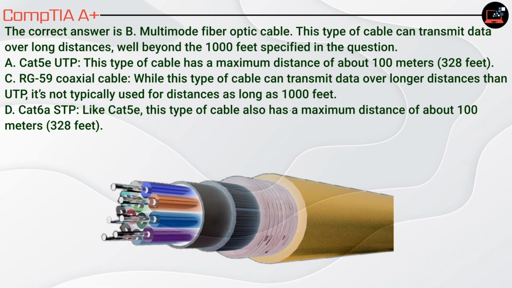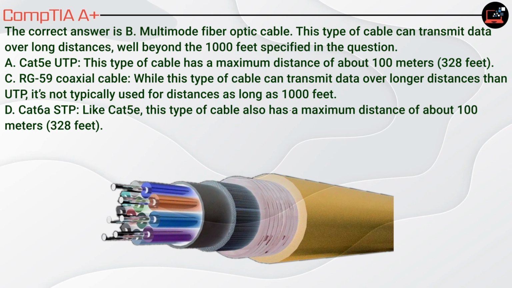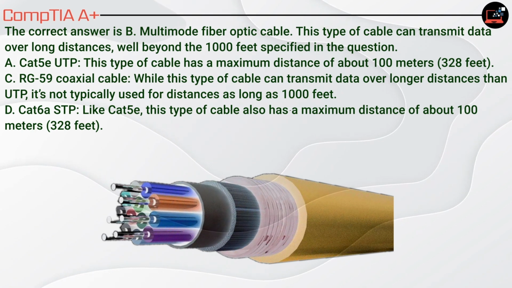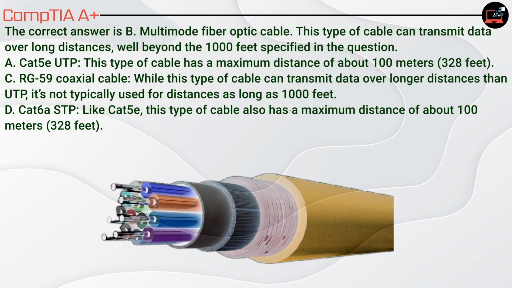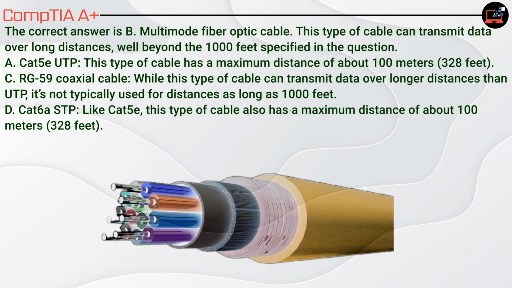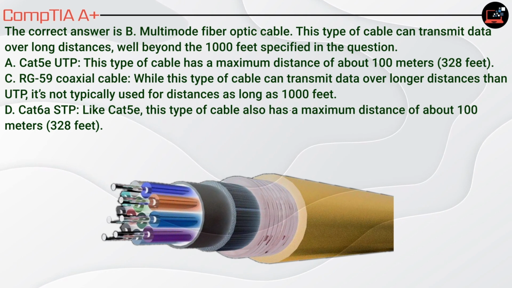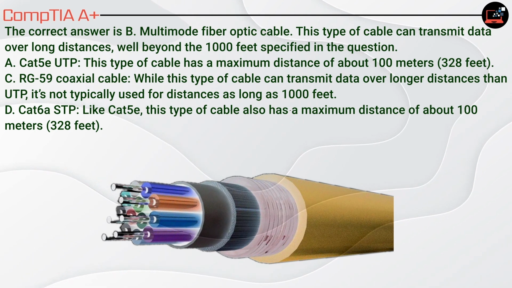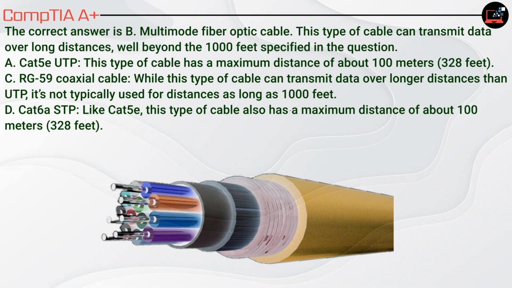C. RG59 coaxial cable. While this type of cable can transmit data over longer distances than UTP, it's not typically used for distances as long as 1,000 feet. D. Cat6 STP. Like Cat5e, this type of cable also has a maximum distance of about 100 meters, 328 feet.